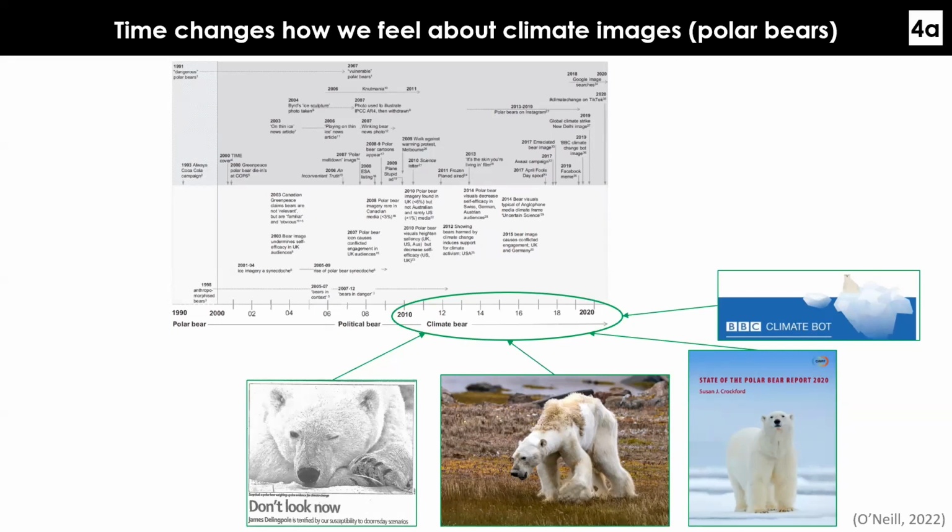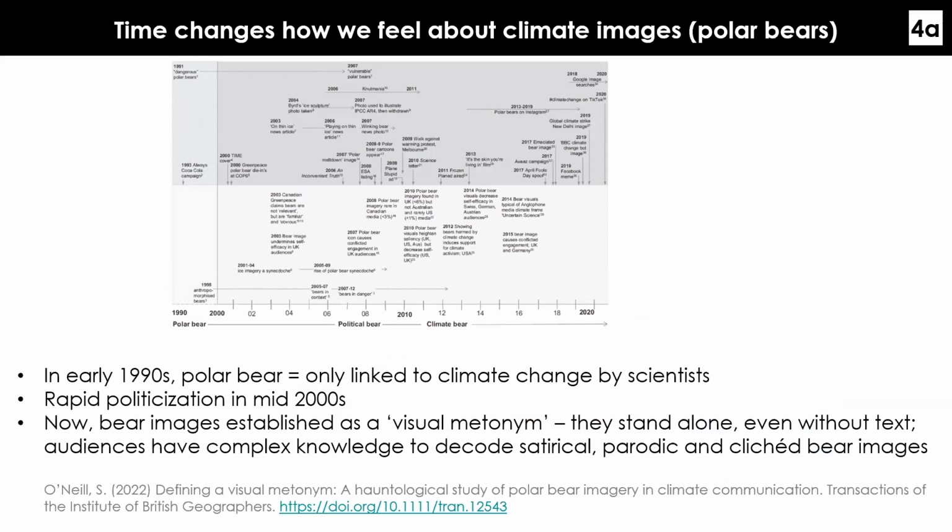And really it's all linked to the real power that this visual icon has in the climate debate. So just to summarise then, in the early 1990s, polar bears were only really linked to climate change by scientists. When they were in the media, when they were in public discourse, it was about that very simple link between sea ice decline causing polar bear population decline.